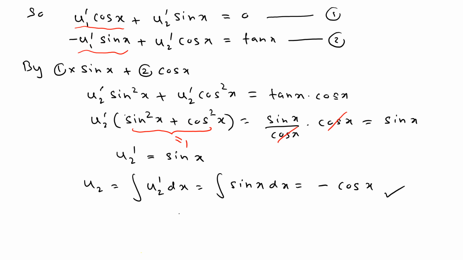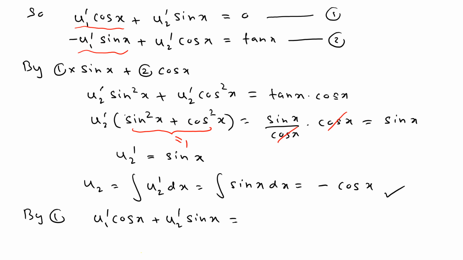After you find u2, you can do the same way, try to eliminate the other term, but it will be better to go to equation number 1 and plug in there and solve, because that might be a little bit quicker. So by equation 1 you can see u1 prime cosine x plus, we're going to substitute for u2. So you can see that this is u2 prime sine x. So you can simplify this.